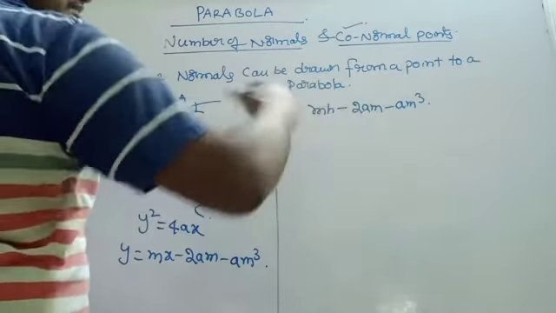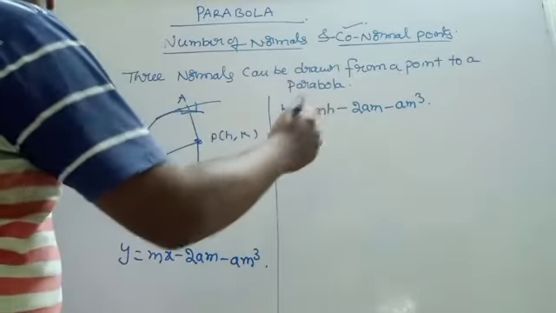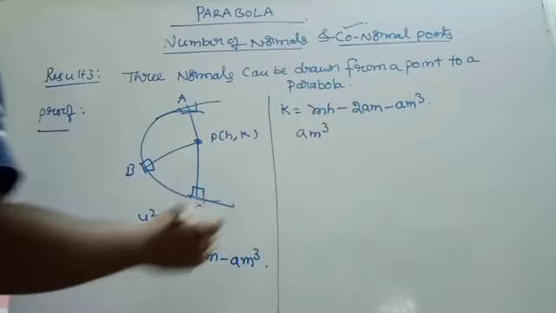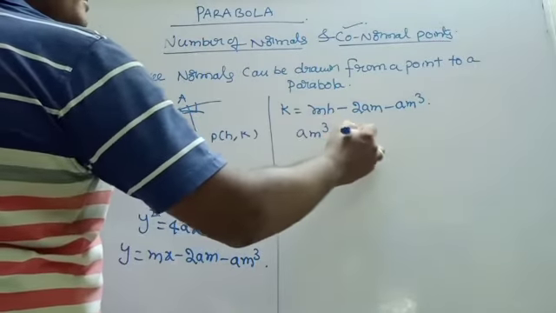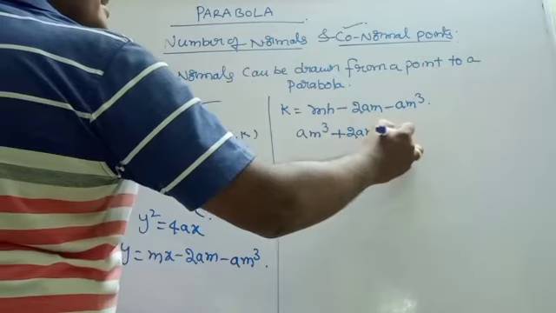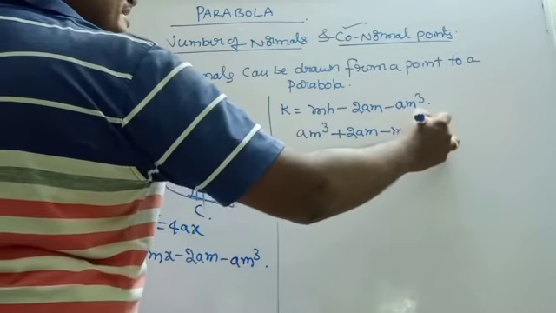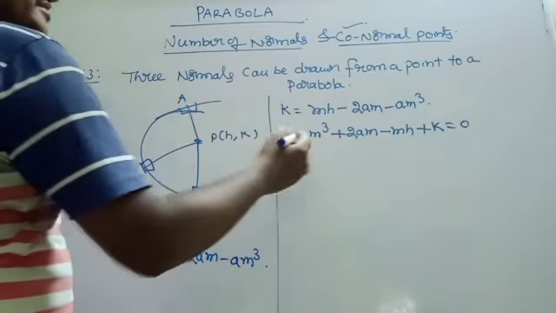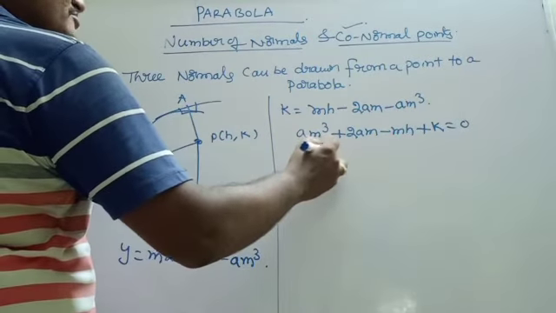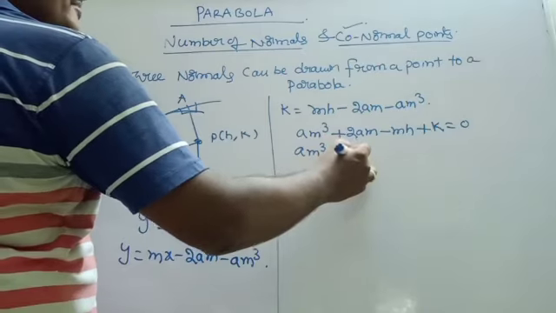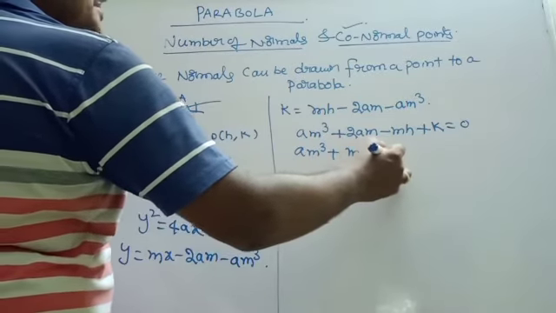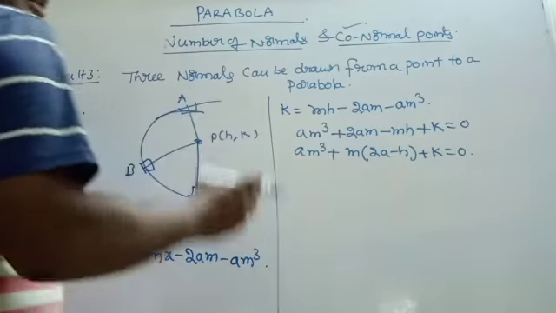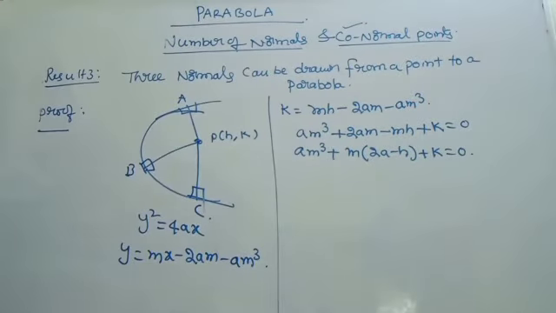See, let us write these terms. So let us bring them here. This is now am³ plus (2a − h)m plus k equal to 0. Let us transfer all these terms to the left side. Then you have got now a cubic equation. And here, m, if you take common, 2a minus h, plus k is equal to 0. Now this is a cubic equation you are having.